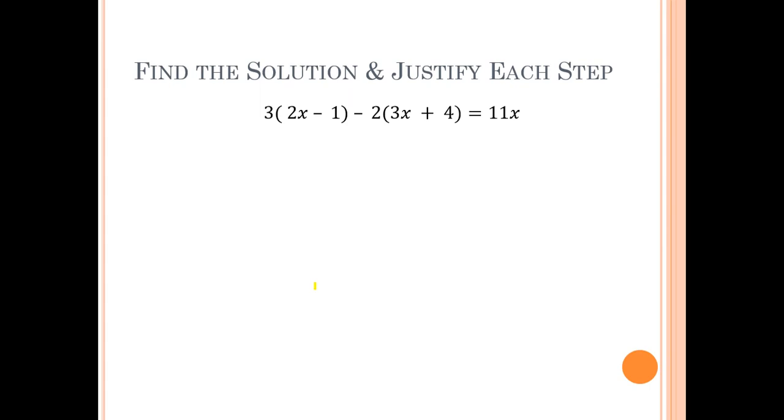This next one gives us 3 times (2x minus 1) minus 2 times (3x plus 4) equals 11x. So at this point in the video, go ahead and pause and try to work it out yourself, and then I'll go over the answer. So pause it and try to give it a shot.